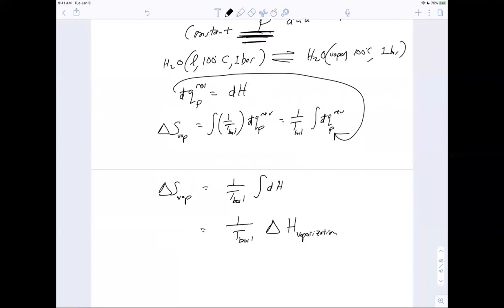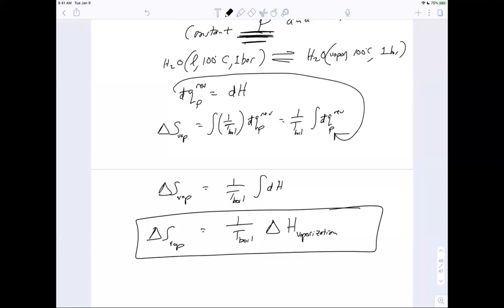That integral is saying to add up all of these little bits of dQs as you're vaporizing everything from liquid to vapor. So once that process is done, when you have no liquid left, that integral represents the net sum of all the Qs that were involved. And in this case, at constant pressure, each one of those little dQs is really just a dH. That's by definition, again, from the beginning of this course. And since H is a state function, the integral of dH is just delta H. And so delta S vaporization is just 1 over T boiling times delta H of vaporization.